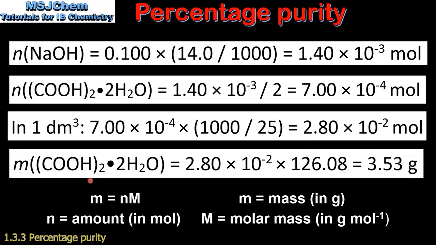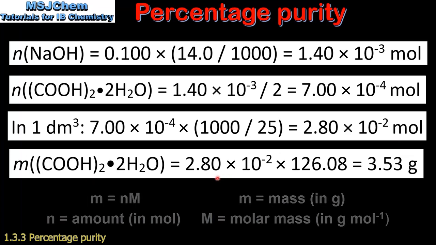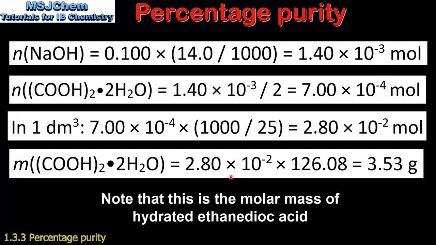Next, we convert amount in moles to mass in grams. So we multiply the amount in moles of ethane dioic acid in 1 decimeter cubed of solution by the molar mass of ethane dioic acid, which gives us 3.53 grams.